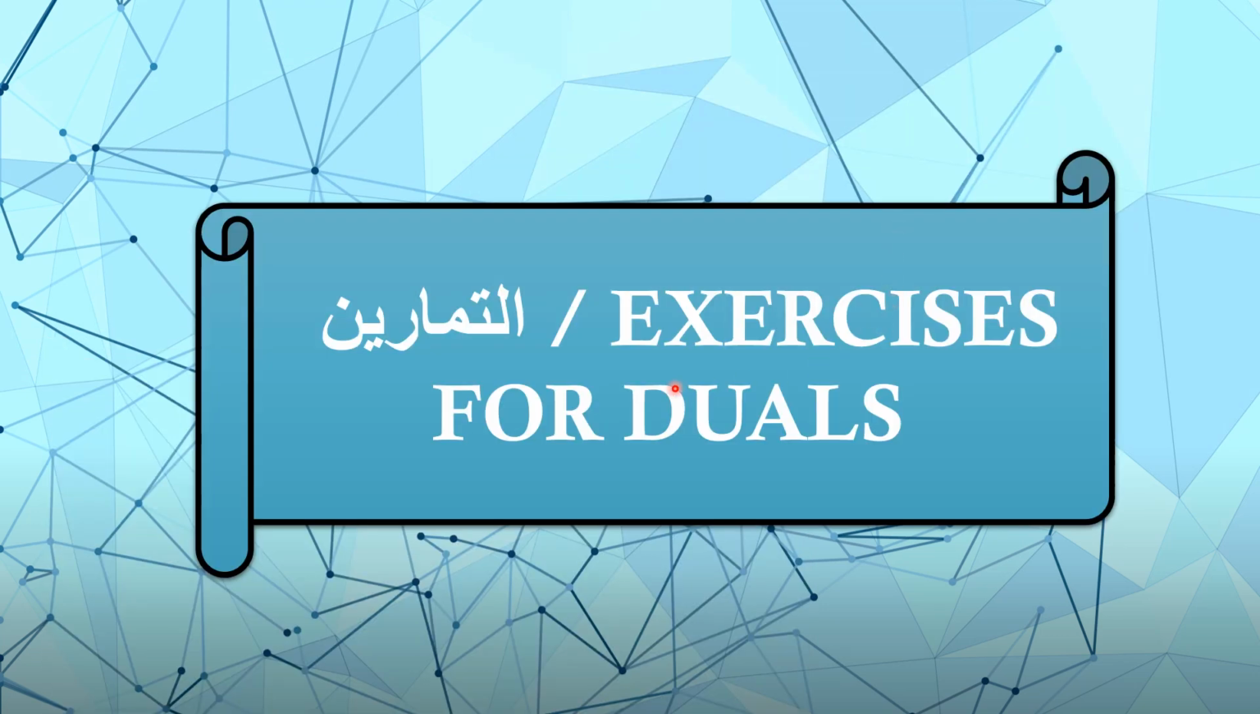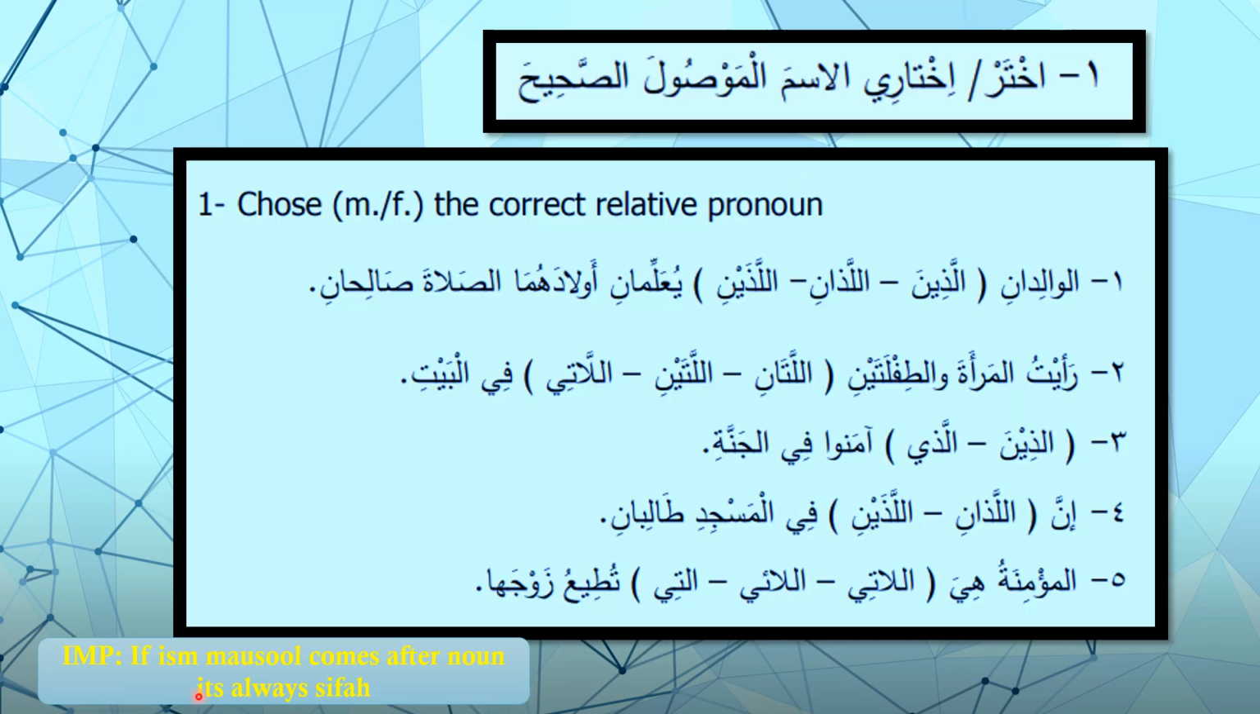Let's quickly do the exercises. تمارين for duals. Now اختر. اختاري means اختر means to choose, or اختاري is the command for the feminine. اسم الموصول الصحيح. Now you need to choose the correct ism mausool. So let's first do the first one. What is the first one here? Let's do al walidani. So what is al walidani here?